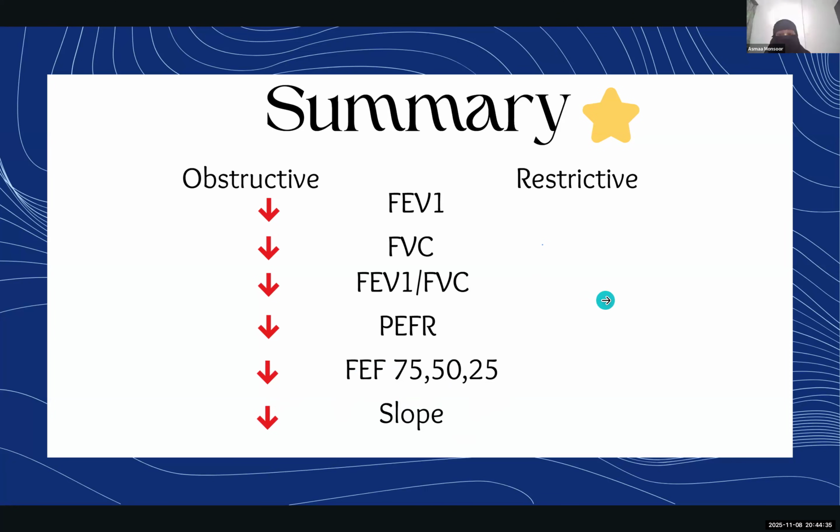Now, talking about restrictive diseases, okay? What happens to the FEV1 in restrictive diseases?